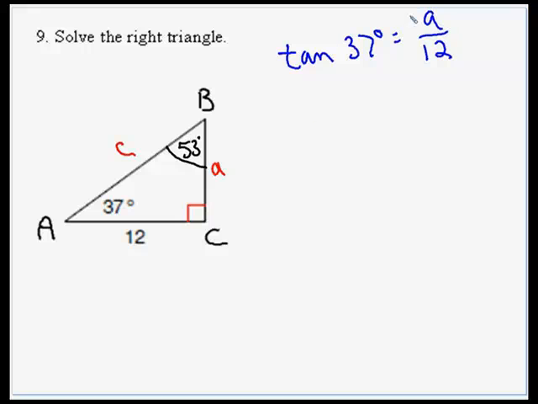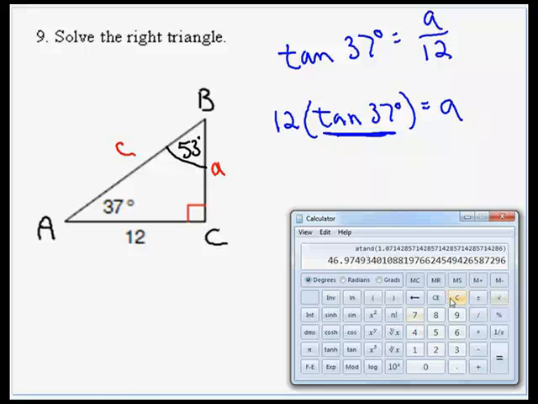So to solve this for A, this is the easy one. Our denominator is a number, so we're just going to multiply both sides by this denominator 12. And we're going to have 12 times the tangent of 37 is equal to A. And of course, we want to do this inner stuff first. We want to do that trig function on the calculator first. So 37 degrees and hit the tangent. We are in degree mode. 37, hit the tan key. There's our tangent of 37.